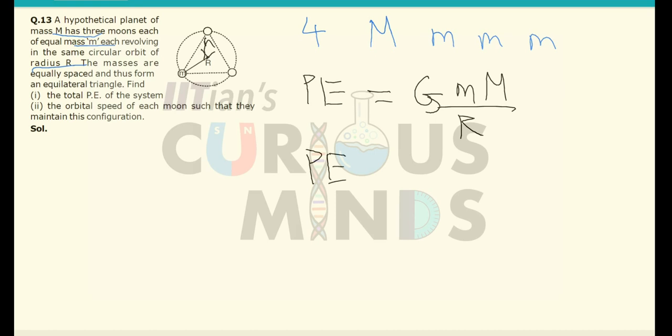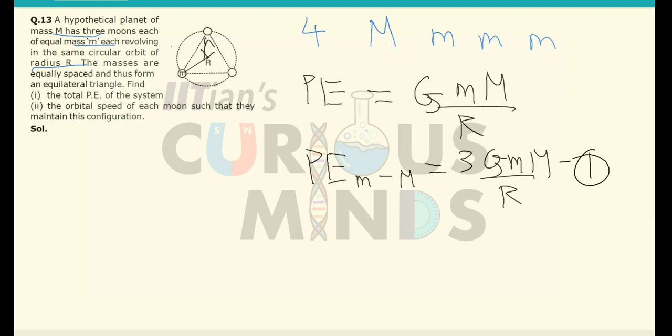So the total potential energy between the planet and the satellites, for a planet-satellite configuration, will be equal to 3 times GMm divided by r. Let this be equation number 1. Now this is the total potential energy due to the interaction between the planet and the satellites.